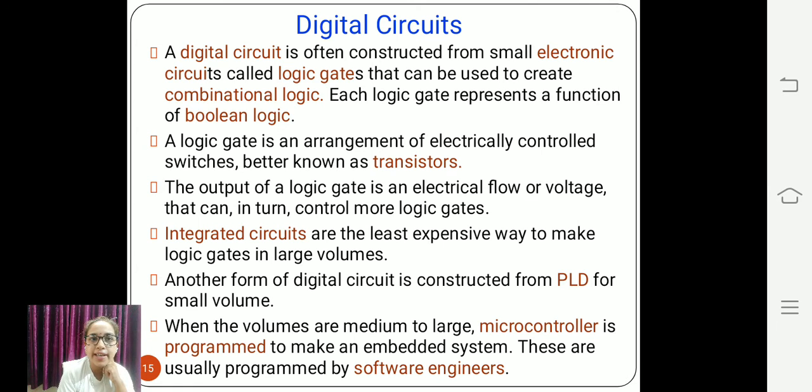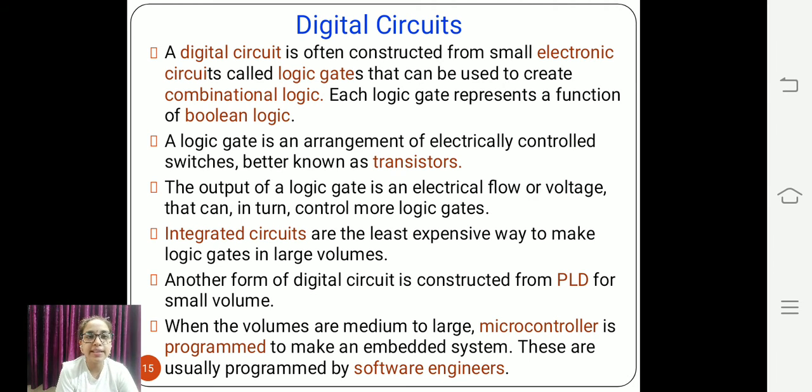The output of a logic gate is an electrical flow or voltage that can in turn control more logic gates. We already discussed that in each and every logic gate there are two voltages. One is plus 5 volt, meaning high, and another is 0 volt, meaning low. I consider plus 5 volt high as 1, and 0 low voltage as 0. These integrated circuits are the least expensive way to make logic gates in a larger volume. The ICs, the chips, are the least expensive way to make logic gates in a larger volume.